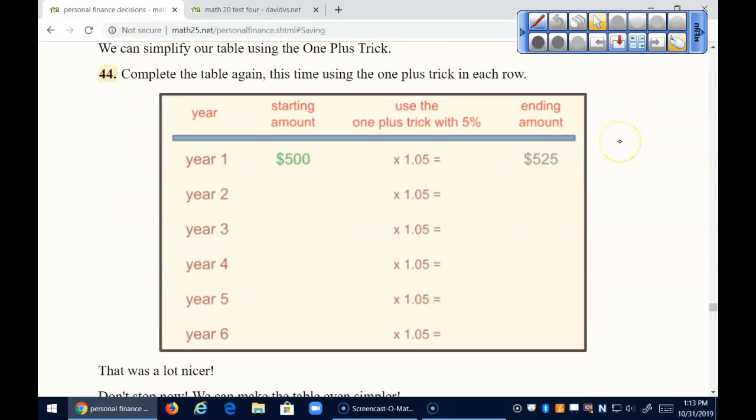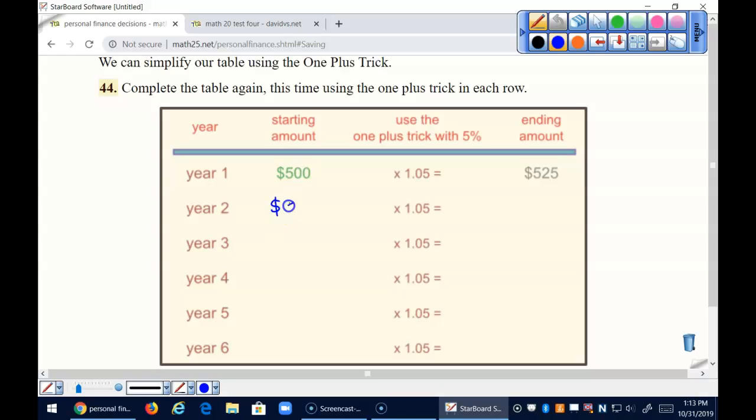Okay, that was too much work. Remember that 1+ trick we did earlier today? We could have just done that. 500 times 1.05 is 525. Or the 525 times 1.05 is the 551.25, and so on. Any of these rows, we could just do that. Does that make sense? Yeah, it does, and I found it.